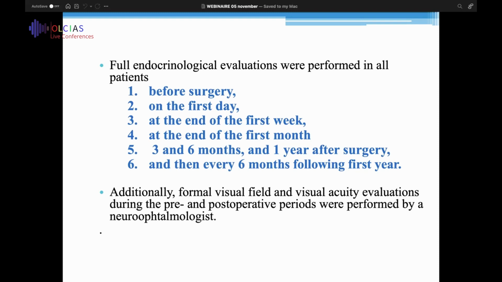by a single neuro-ophthalmologist. Why did we choose a single neuro-ophthalmologist? In order to compare the results of the formal visual field before and after the surgery.